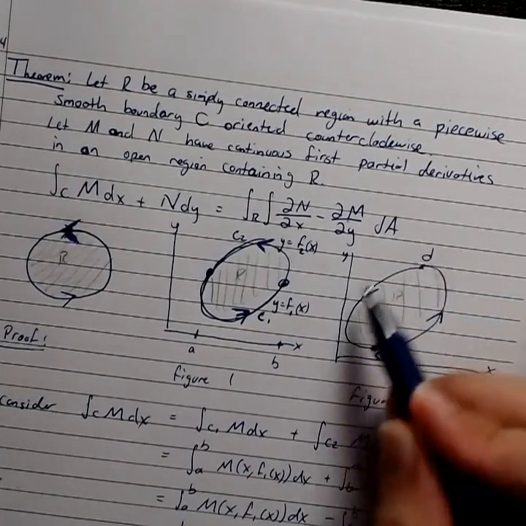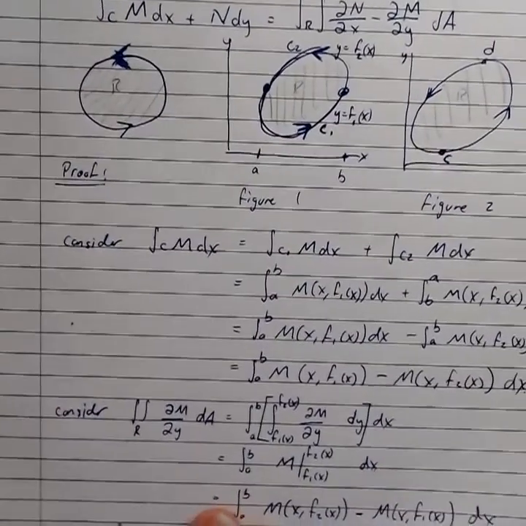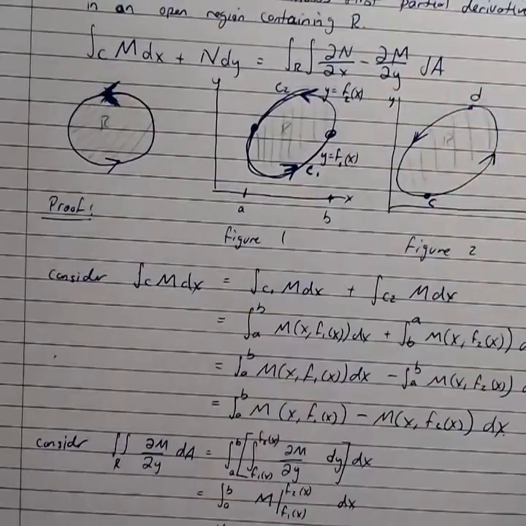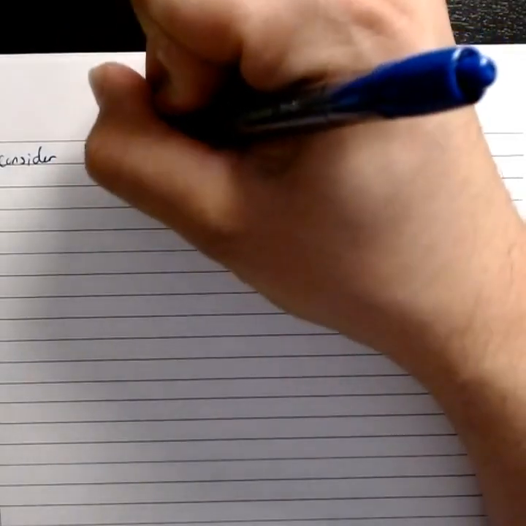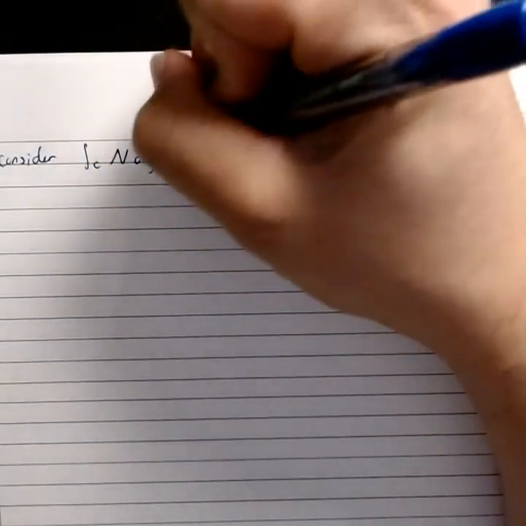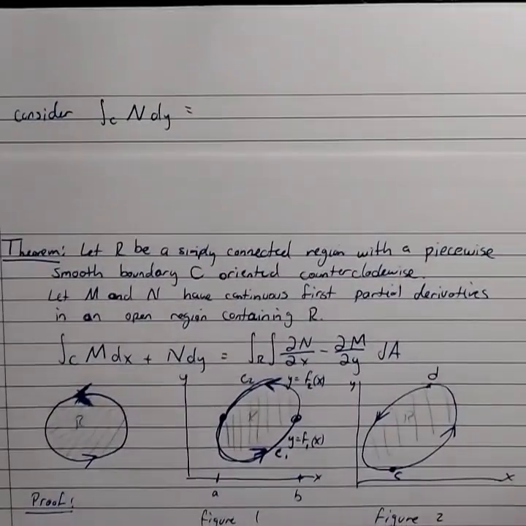So instead of thinking of this as one contour, we'll think of it as two contours that get added together. So here I'm going to do the same thing, but with this illustration. So let's go ahead and consider the integral over C of N dy. Okay, and let me keep my illustration at hand. Let's keep that right there.